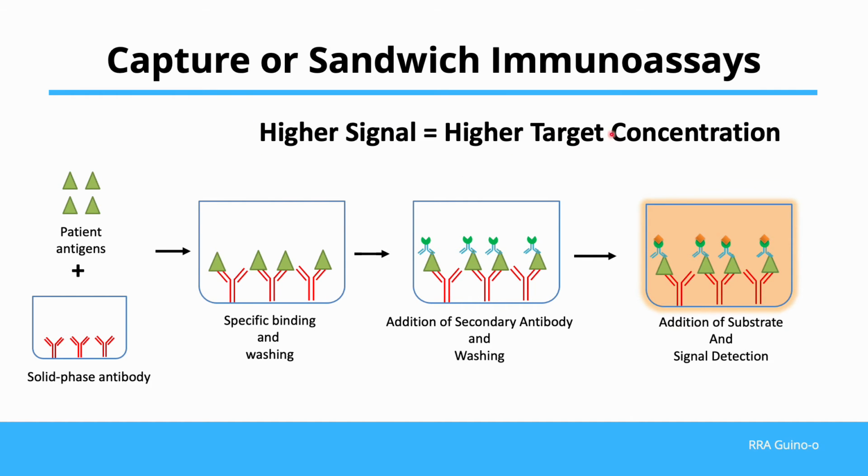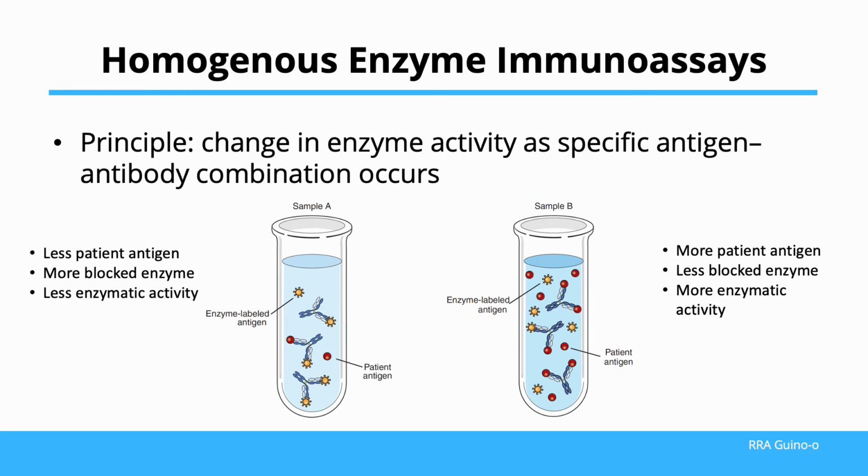Again, the relationship between the two is directly proportional. Next, let's talk about the homogeneous enzyme immunoassay. Just as a recap, homogeneous assays are one step, and they usually occur in a liquid phase. For our homogeneous enzyme immunoassay, the principle is based on the change in enzyme activity as specific antigen-antibody combination occurs.